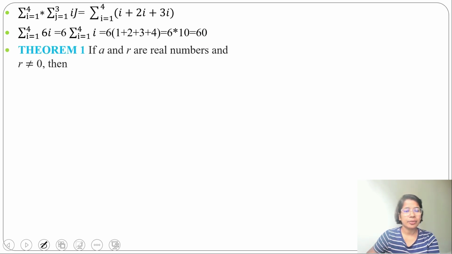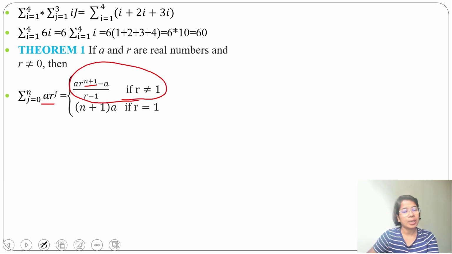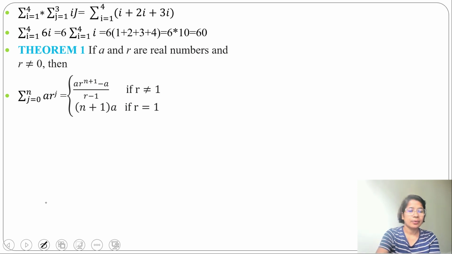Now see one theorem, theorem 1. If a and r are real numbers and r not equal to 0, then the sum of j equals 0 to n, a r power j, equals (a r power n plus 1 minus a) divided by (r minus 1), if r not equal to 1. Just remember this formula, it is important. And if r equals 1, it will be n plus 1 multiplied by a. So we are adding a, n plus 1 times, that's why we can multiply n plus 1 with a.